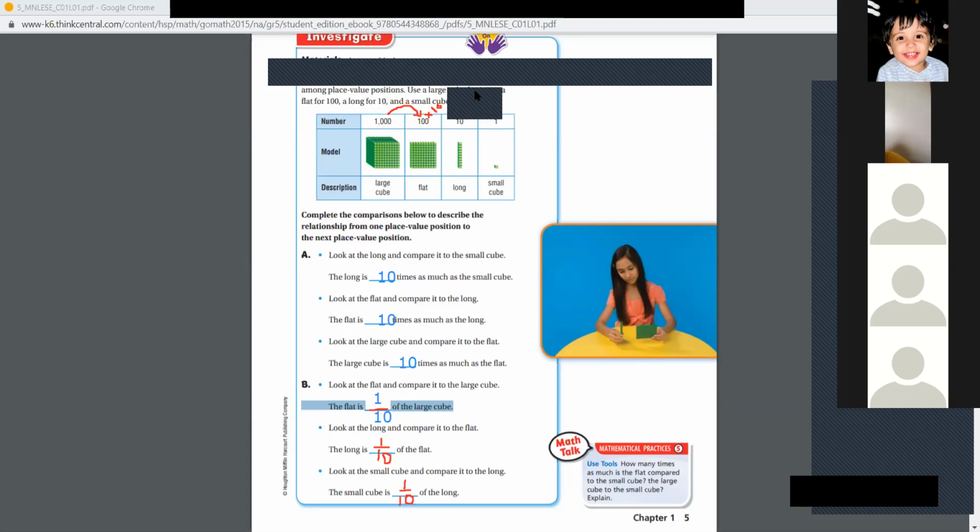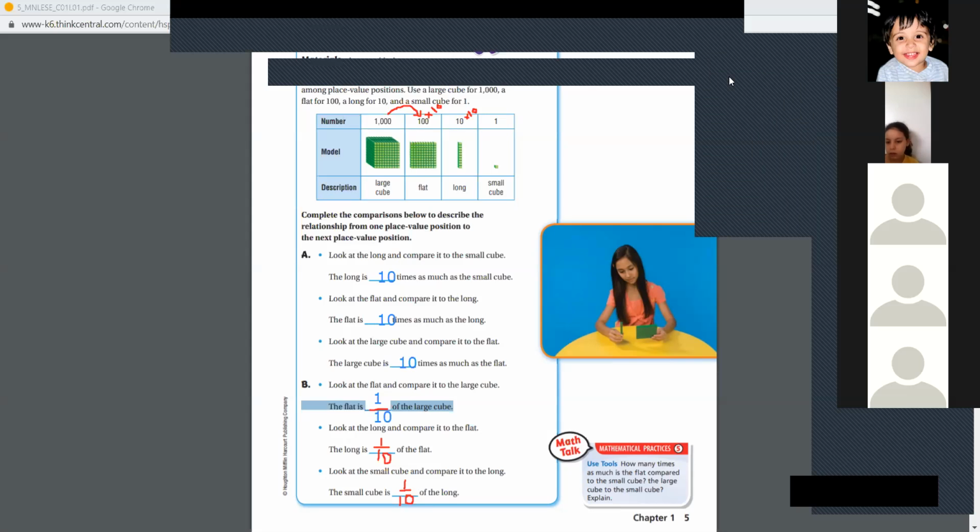Miss, do we need books, notebooks for math? Yes, sorry, I did not hear you. I'm sorry, I did not hear you. Tell me again.